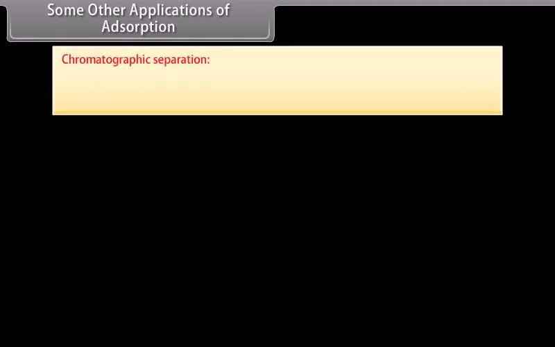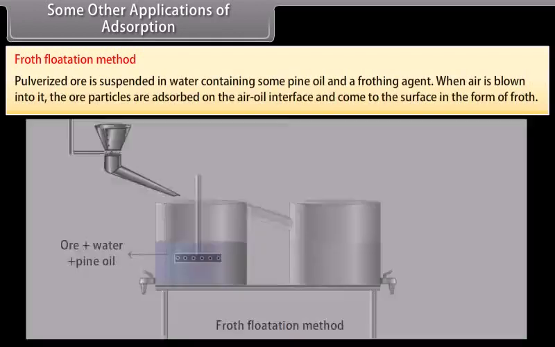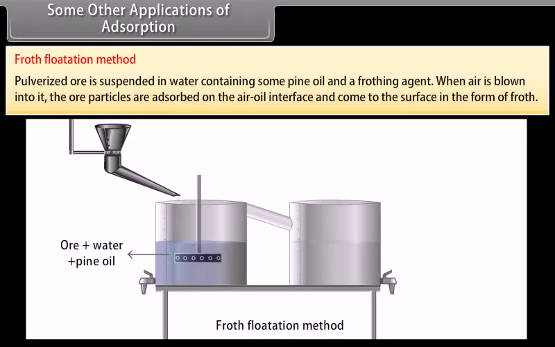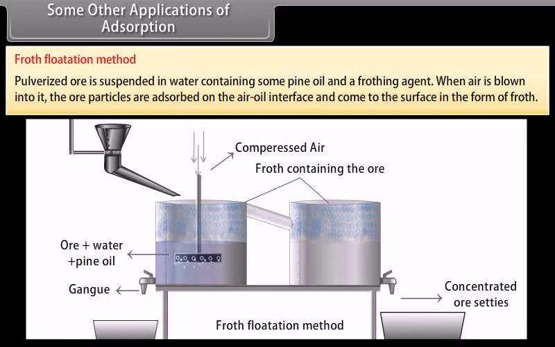Chromatographic separation. Components of mixtures, especially of organic compounds, can be separated and identified by chromatographic analysis, which is based upon the adsorption phenomenon. For example, thin layer chromatography, paper chromatography, and gas-liquid chromatography. Froth flotation method. Pulverized ore is suspended in water containing some pine oil and a frothing agent. When air is blown into it, the ore particles are adsorbed on the air-oil interface and come to the surface in the form of froth. For example, sulfide ores are concentrated by this method.